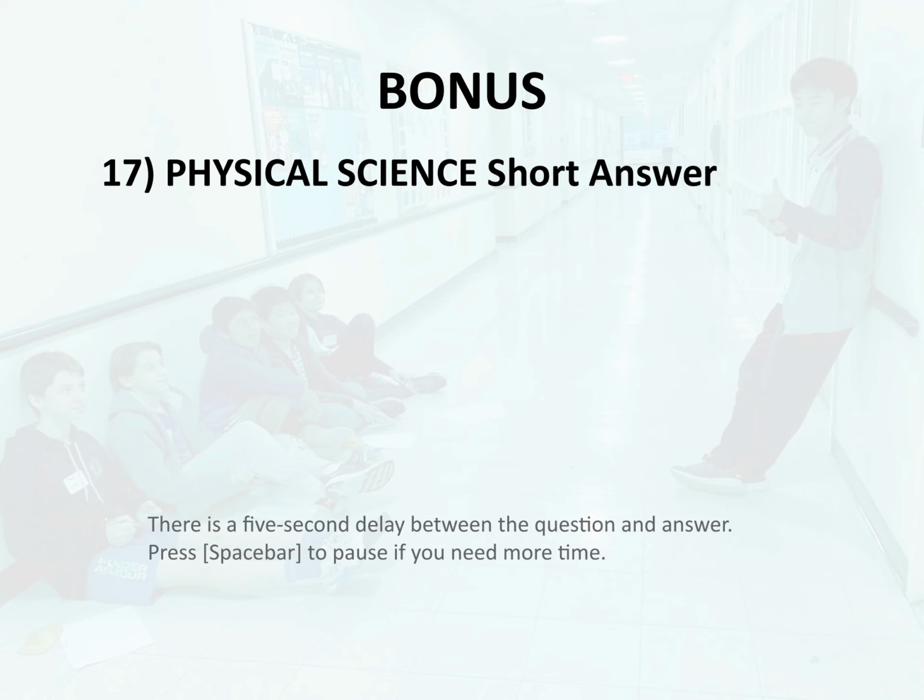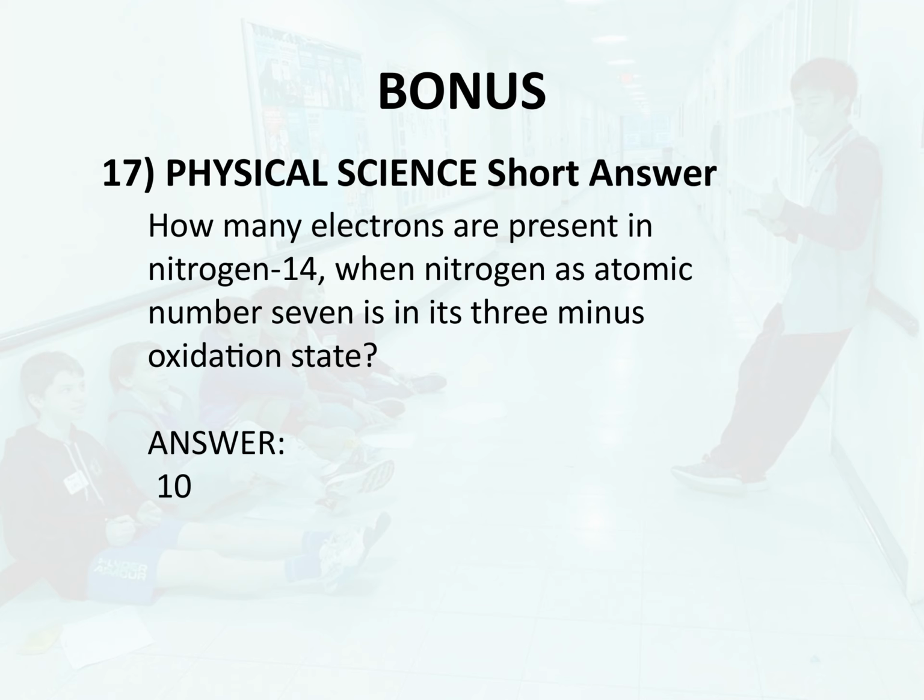Bonus 17. Physical science. Short answer. How many electrons are present in nitrogen-14, when nitrogen, atomic number 7, is in its 3- oxidation state? Answer: 10.